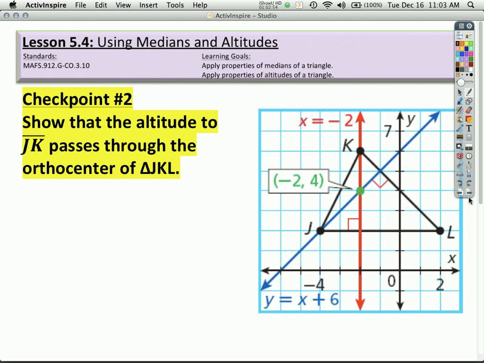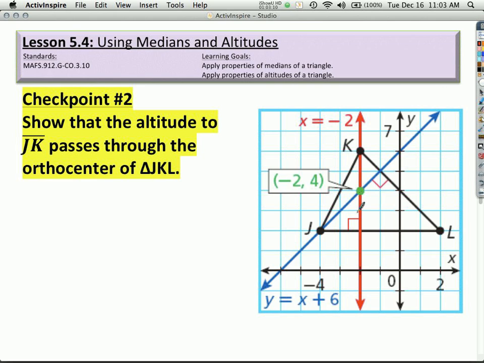So, checkpoint number 2. Show that the altitude to JK passes through the orthocenter. So I've given you a lot of information, and I've given you the orthocenter. It's right here in green. So first start out by drawing the triangle, because you're going to do some of this visually and some of it mathematically. Start out by drawing triangle JKL. You can see the coordinates. This is going by ones. This is 1, 2. This is -1, -2, -3, -4. That's what the black writing is. This goes all the way up to 7.